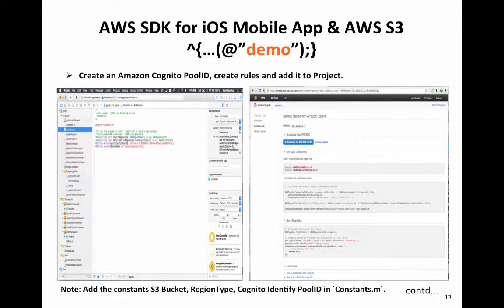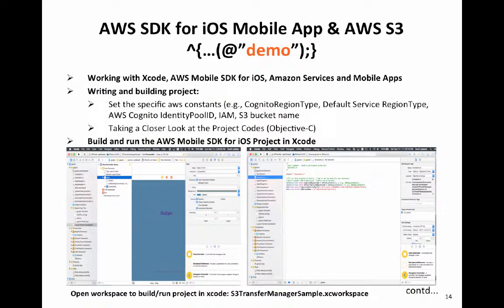You will see here that Cognito has created the identity pool ID and provided the source code described in the right window. These constants, such as S3 bucket, region type, and Cognito identity pool ID, will be added to my project file named constants.m. This project is written in Objective-C along with all the project files. Code and all those AWS constants have been added to the constants.m file in the project.